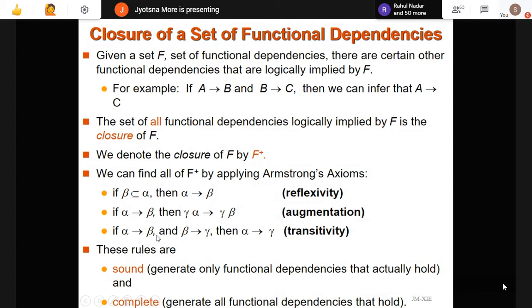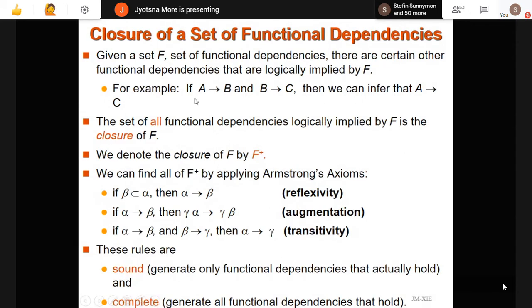If alpha determines beta and beta determines gamma, then I can say alpha determines gamma. A determines B, B determines C, then I can say A determines C, which is known as the transitivity. So these rules which we are using are used for generating all possible functional dependencies. The set of all functional dependencies logically implied by F is known as the closure of F, denoted by F plus. For that, these are the three rules. There are a few more rules which we will see together.